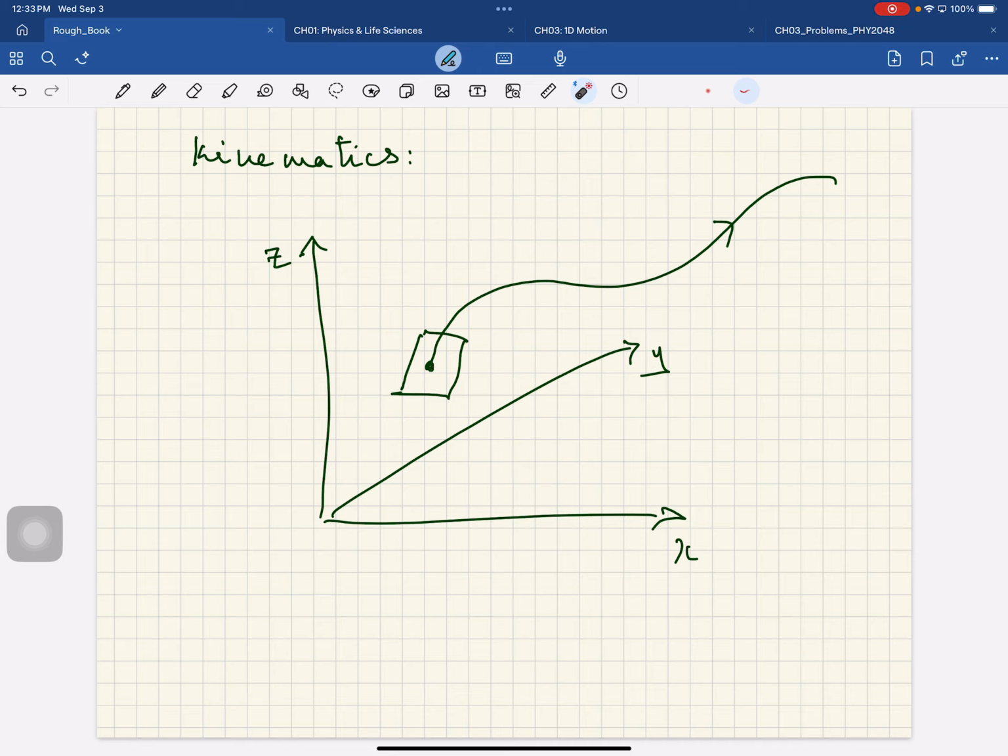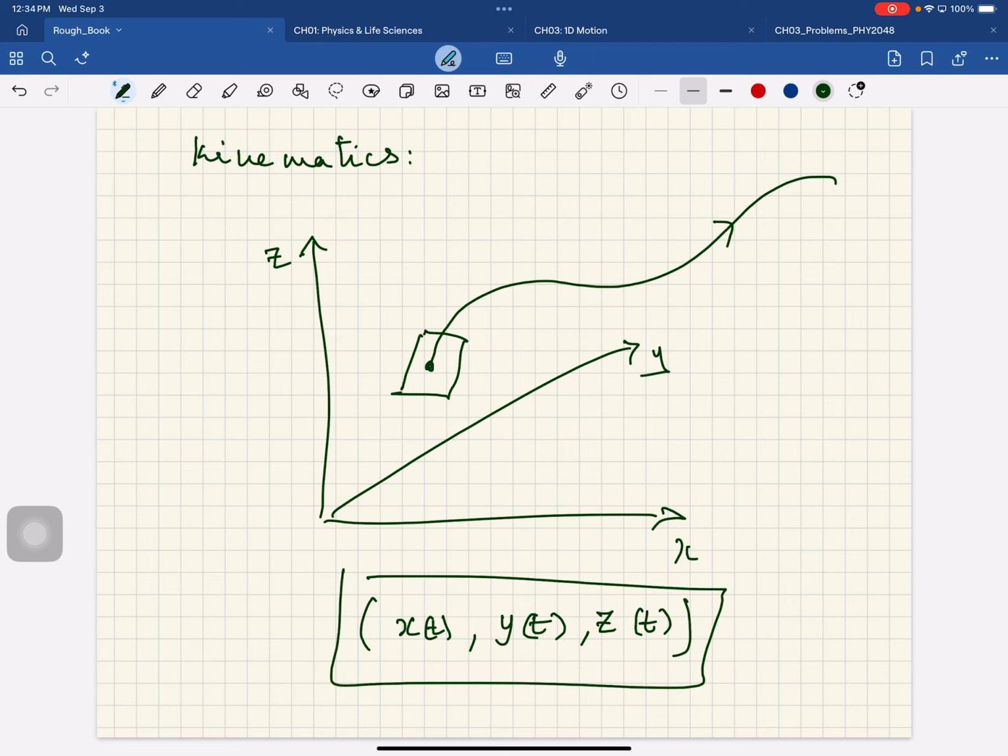So mathematically, this is how it would be expressed. The location of this object, we're keeping it in three dimensions, x, y, z. And what I'm interested in is, where is it located at all times? So this is what I'm looking for. If I have those three functions, then I know everything there is to know about the motion.